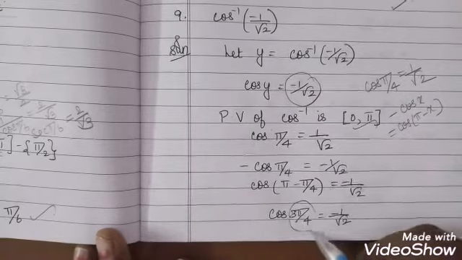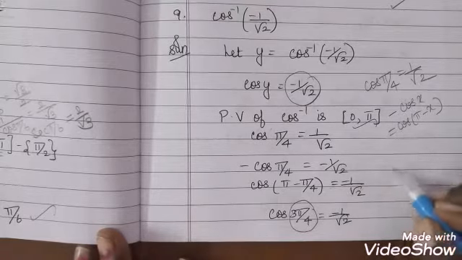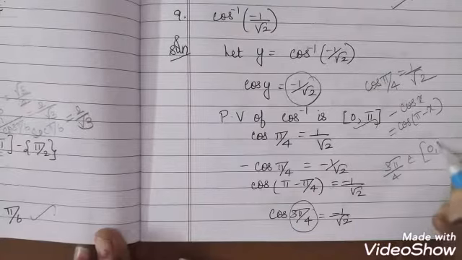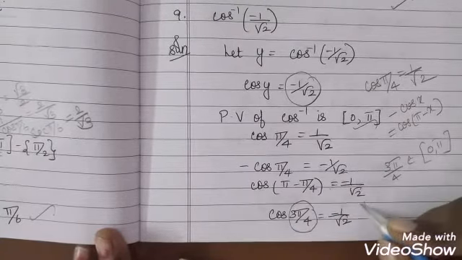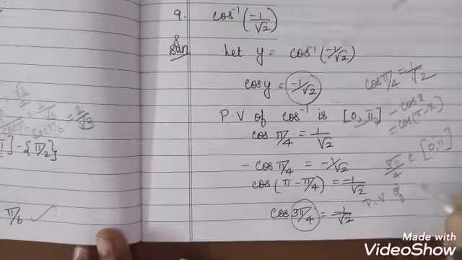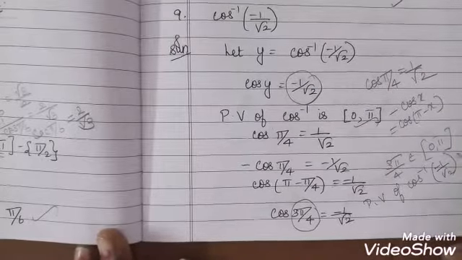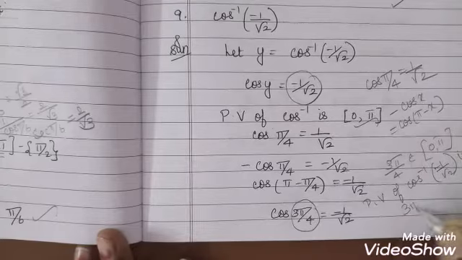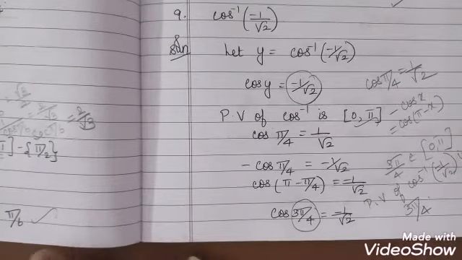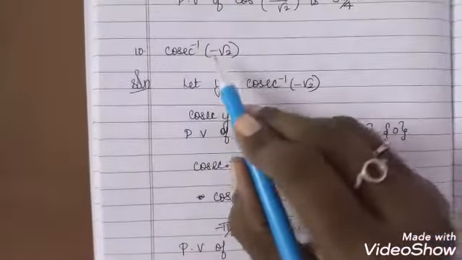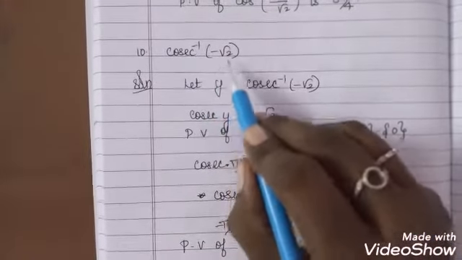Now I have to check whether this lies in the principal branch. Your 3 pi by 4 surely lies in the closed interval 0 comma pi. So what can I write here? The principal value of cos inverse of minus 1 by root 2 is nothing but equal to 3 pi by 4. This is the principal value you have here. Okay. The 10th question, cosecant inverse of minus root 2.